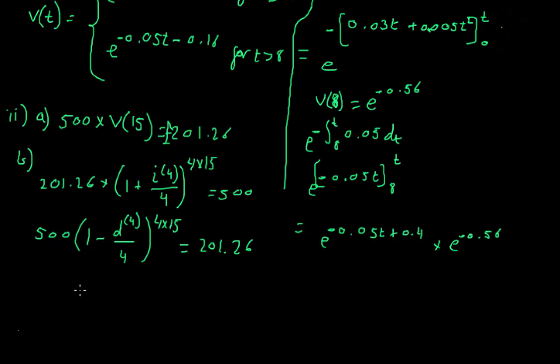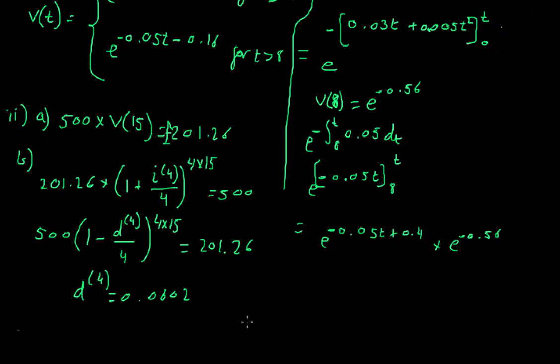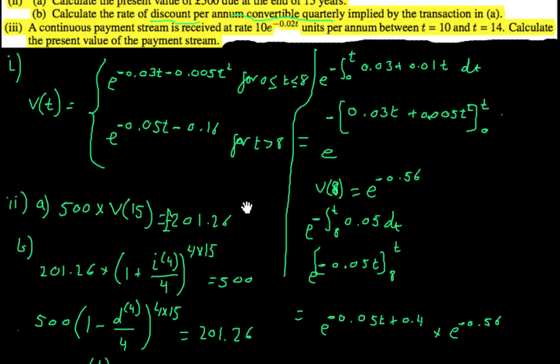So that's 0.060209. So d to the 4 is equal to 0.0602. Yeah, I think that was it, 0.060209, which is then equal to 6.02% per annum convertible every quarter. So that's what we've found, and now we can find part 3.